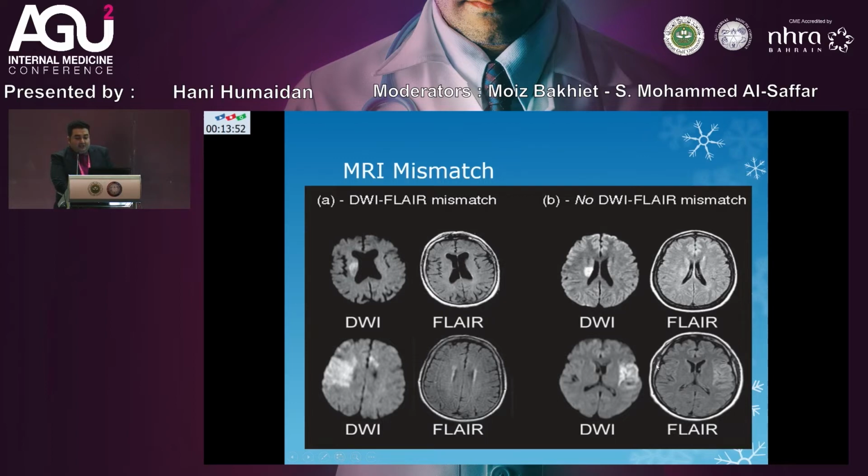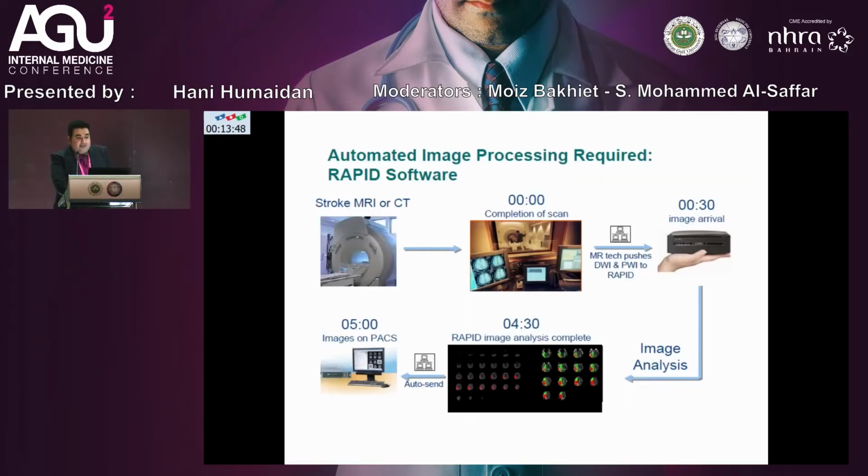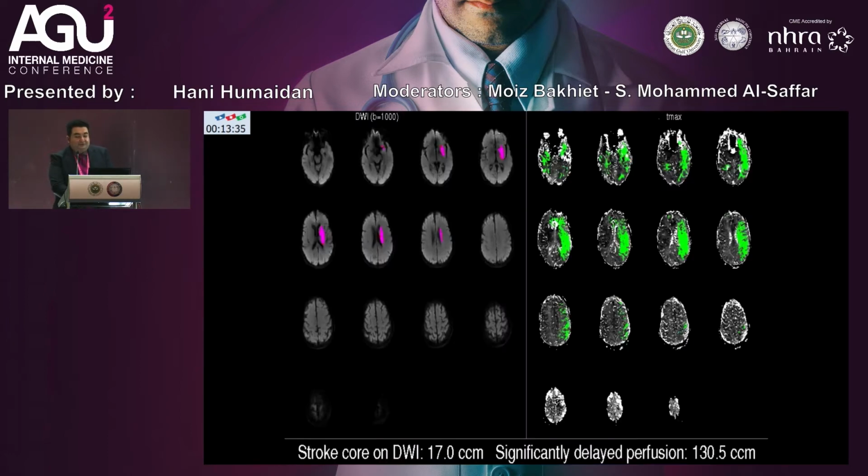Here you can see they're matched, so they're not good candidates for therapy. This is just the RAPID software. You have MR or CT, and then the computer will process it and produce some images, so it becomes easy to recognize the penumbra and the ischemic core.